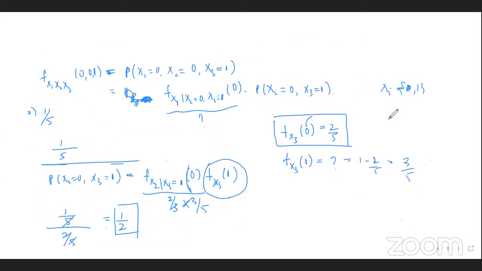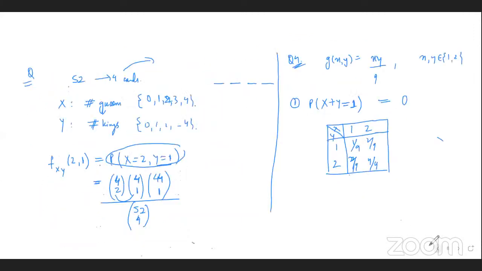Actually, ma'am, I joined the session late. I didn't see the time. Yeah, see, this one, f x,y of 2, 1, right? What is meant by f x,y of 2, 1? It means there should be 2 queens and 1 king in those 4 cards. What is the probability of that? So out of 4, there should be 2.